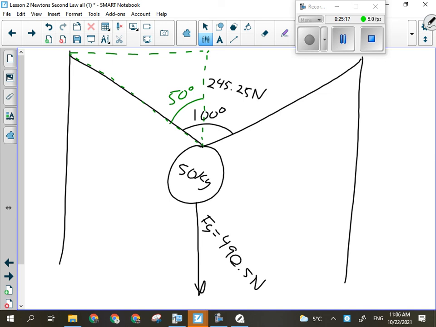Okay, if I'm talking about each cable, each cable is holding half of the weight of this thing here. So now I've got 245.25 on this side. I've got this angle, and I'm looking for this. It's the adjacent side. So tension equals 245.25, sorry, the adjacent side, divided by the cos of 50. And that will get me the tension in that cable.